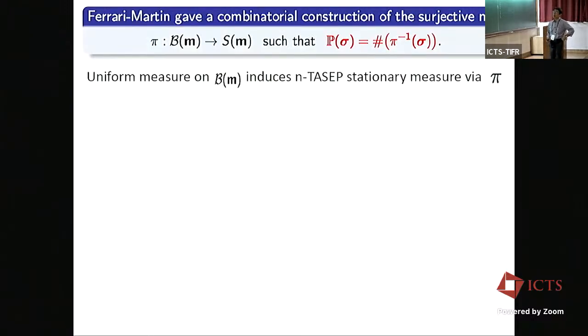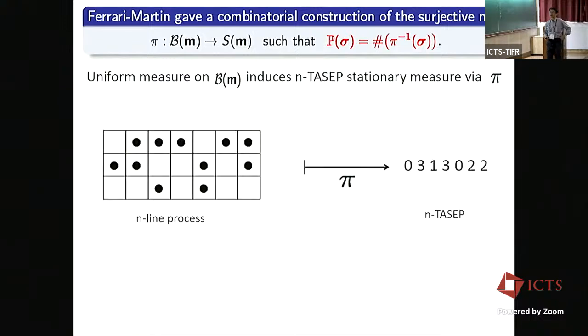So Ferrari and Martin gave a combinatorial construction of the surjective map going from the multi-line Q state to the state of the TASEP, such that the number of preimages of this map agrees with the integer normalized stationary probability. Namely, the uniform measure on multi-line Q induces the n-TASEP stationary measure via this Ferrari-Martin map pi. So how does it go? Let me illustrate it in terms of examples.